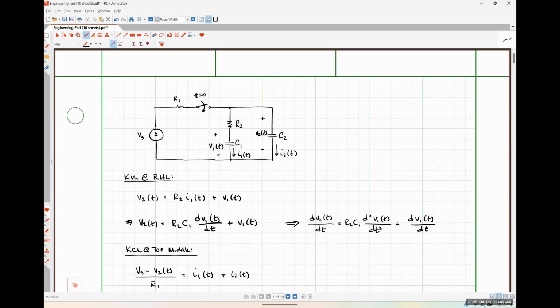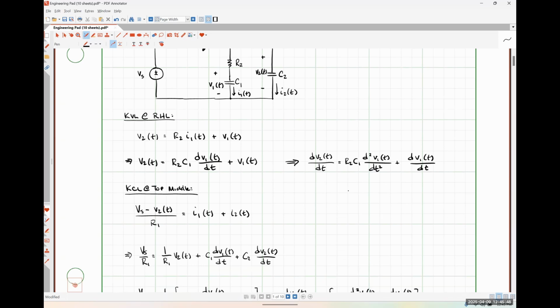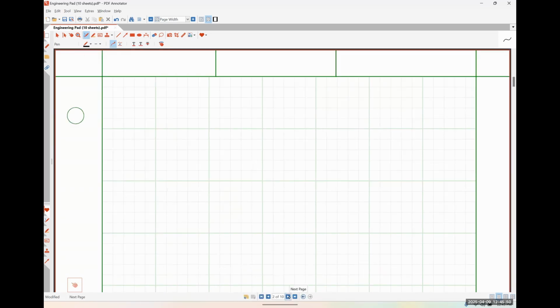Which one, do you want to replace both of them with inductors? All right, let's see what happens, just for the hell of it.